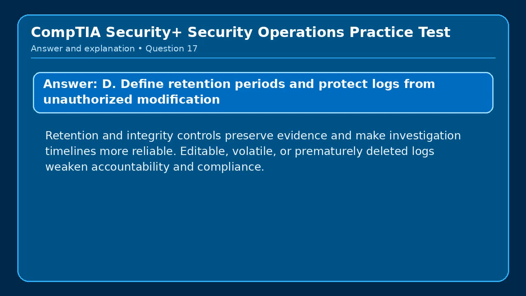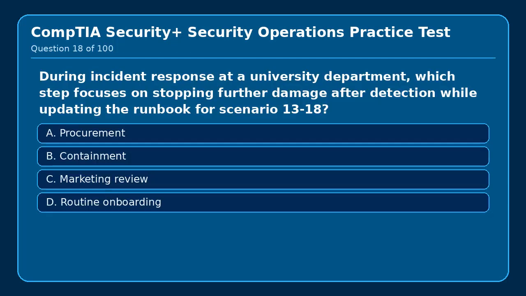The answer is B. Containment. Containment isolates affected accounts, hosts, or network paths to limit the incident's spread. Procurement, marketing, and onboarding are business activities outside the immediate incident control phase.